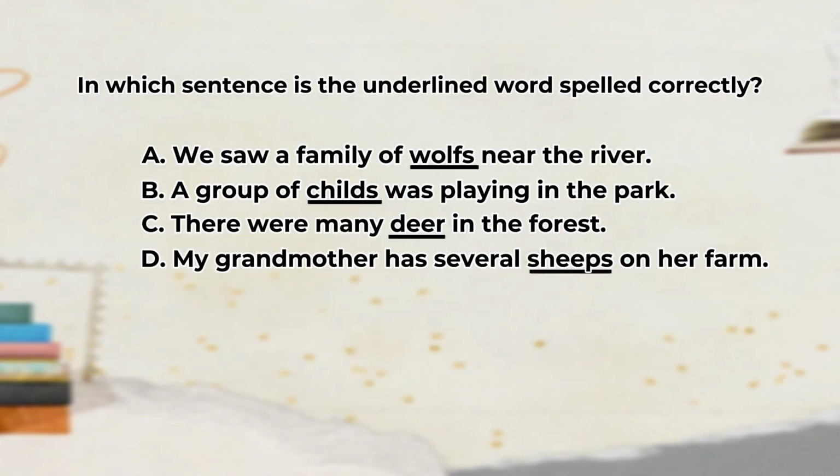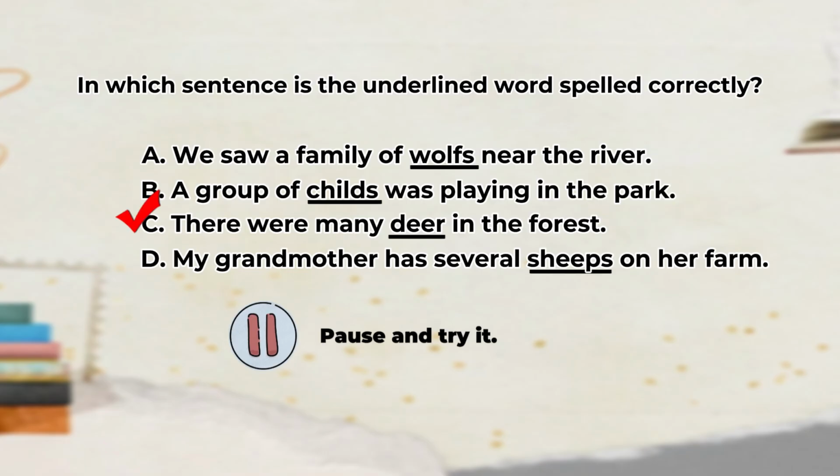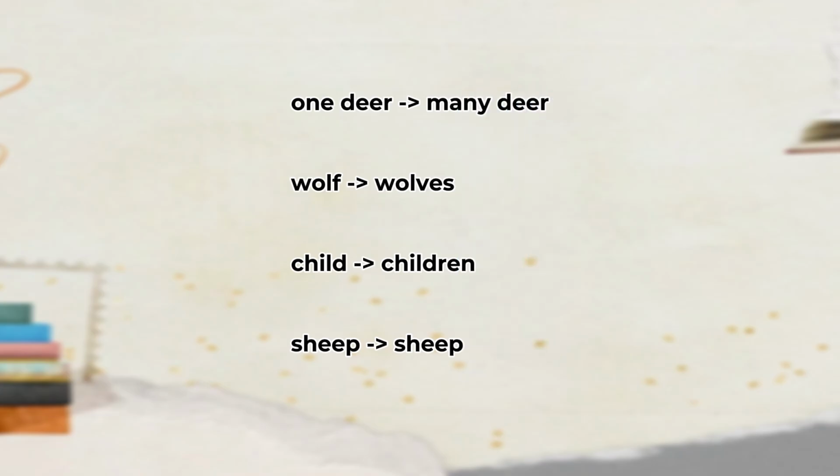Now let's try a spelling and plural nouns question. Which sentence uses the underlined word correctly? Pause the video and think it through. The correct answer is C. There were many deer in the forest. The word deer is the same in singular and plural form. You can say one deer or many deer.